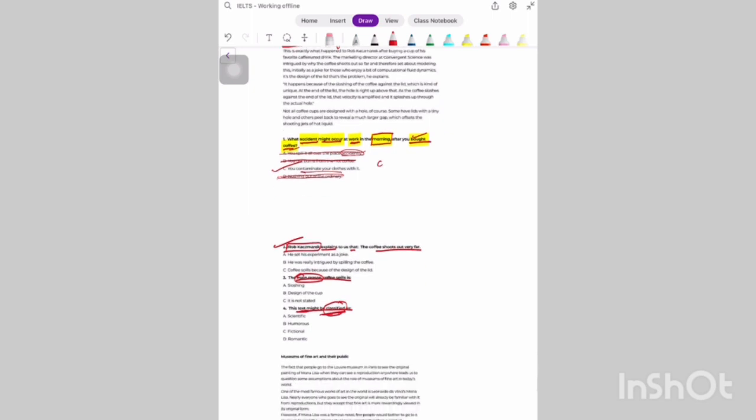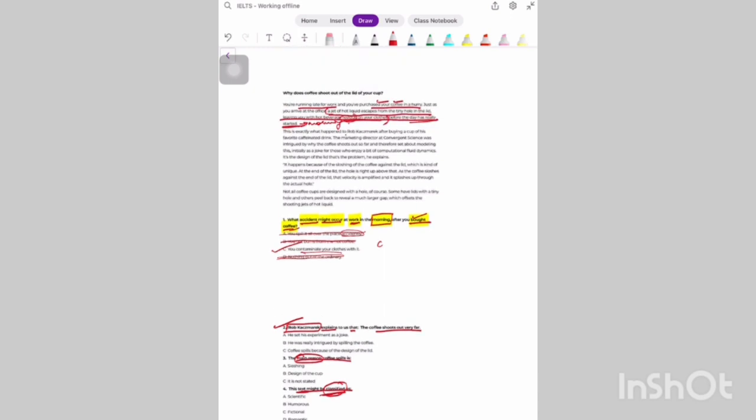Now Rob Kaczmarek explains to us that coffee shoots off very far. Where can I find this word? Very easy to skim and scan. Rob. This is what exactly happened to Rob after buying a cup of his favorite caffeinated drink. So he explains that coffee shoots out very far. Coffee shoots out so far, and he therefore set about modeling this initially as a joke, for those who enjoy a bit of computational fluid dynamics.